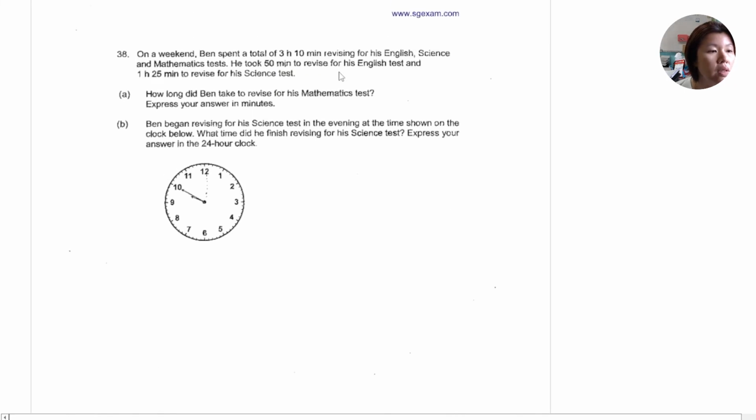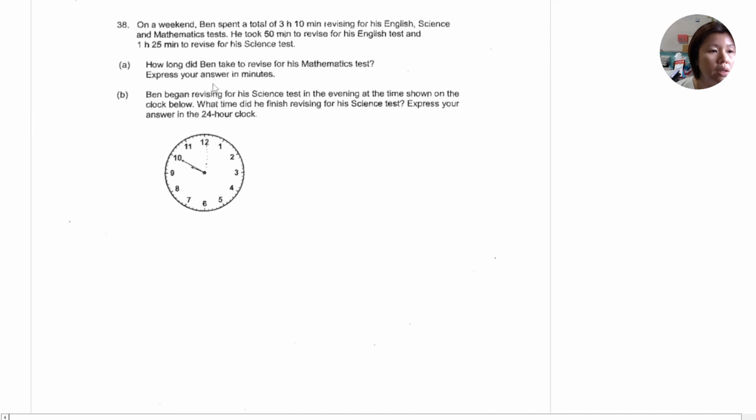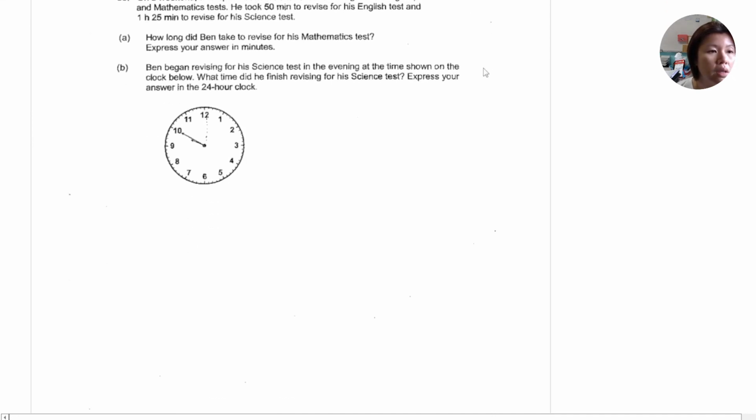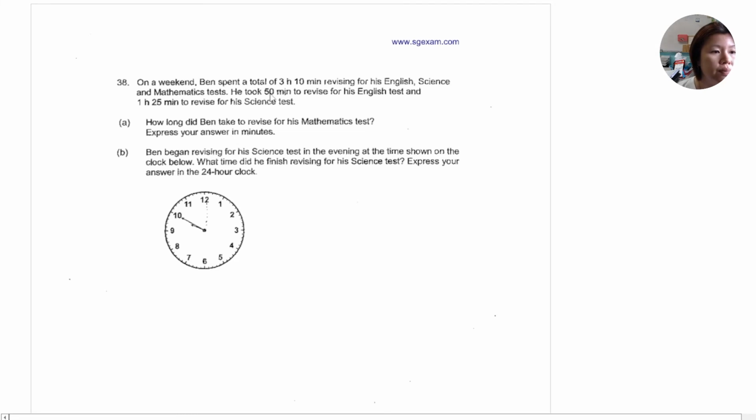It's time now. On a weekend, Ben spent a total of 3 hours and 10 minutes revising his English, science, and mathematics. And he took 50 minutes to revise for English and 1 hour 25 minutes for science. Now he's asking how much time he spent for mathematics. Okay, so my total time is 3 hours 10 minutes. English is 50 and science is 1 hour 25.